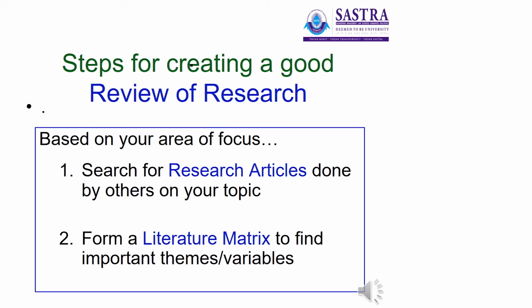So till now we were talking about steps for creating a good review of research by looking at the theories. Now let's look at the steps for creating a good review of research based on articles. You all know that an article is an information finding which has been done previously by an earlier researcher, which should be relevant to your area of study. So the first step is to search for research articles done by others on your topic.